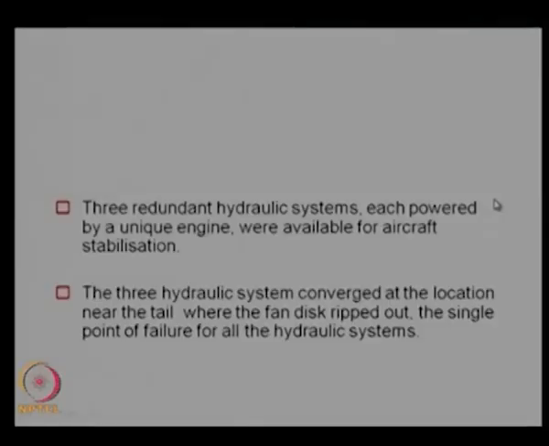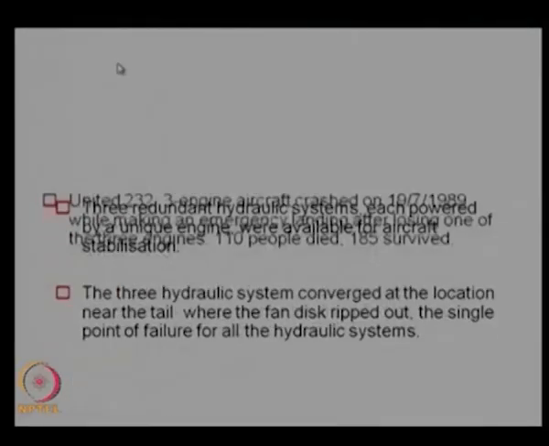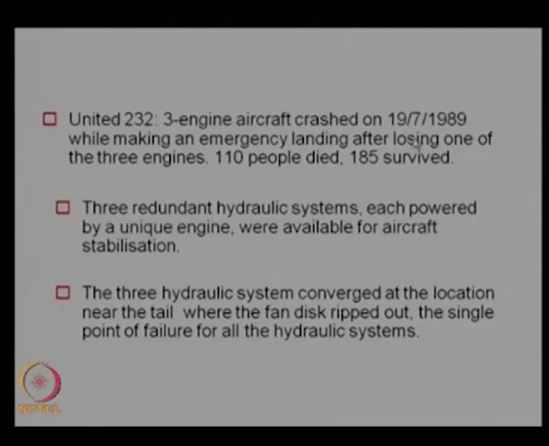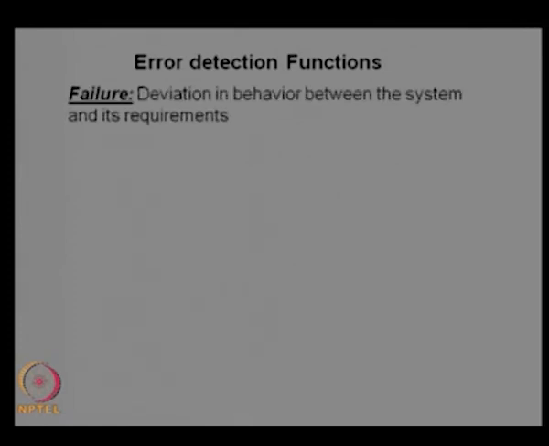So this is the case study which I have explained: United Aircraft with 3 engines and 3 separate hydraulic systems, which failed because of the single point failure. In order to avoid this, we need to provide many functionalities, basically the fault tolerant system, and we need to have many error detection functions, which we discussed in the functional architecture development.